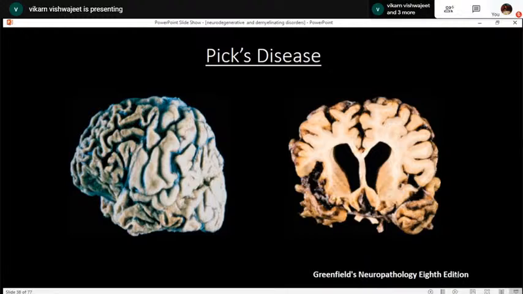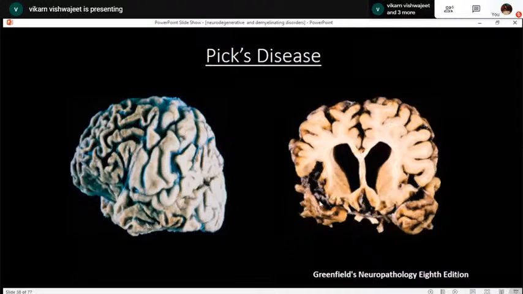Now Pick's disease is common within the frontotemporal lobar degeneration, and here you can see the characteristic atrophy of the frontal and the temporal lobe. On coronal slicing you have atrophy of the hippocampal areas and temporal areas.